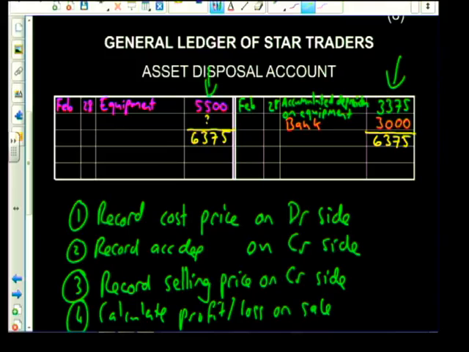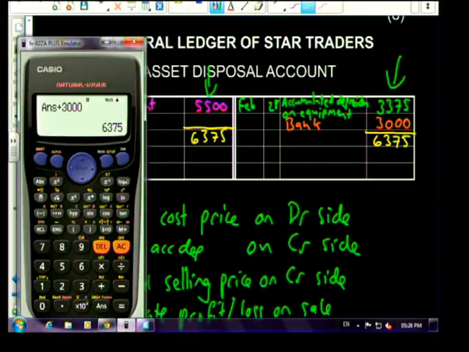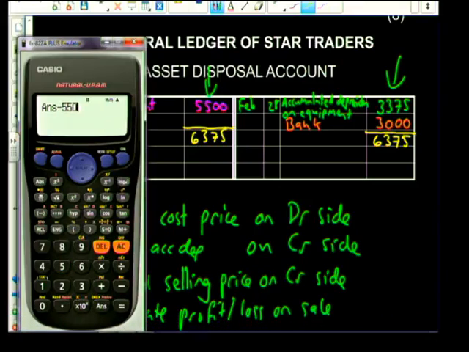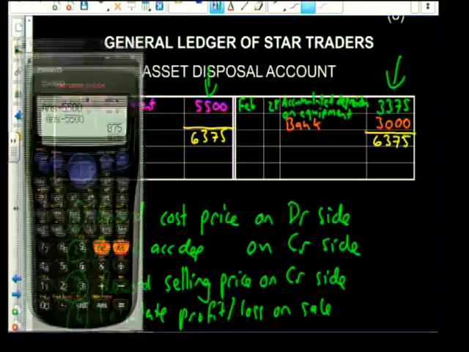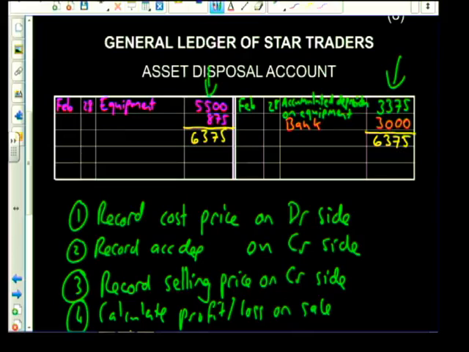The way I work out the balancing figure, I will just do it on the calculator. So it will be 6,375, which is still in my calculator, minus the 5,500. That gives me the balancing figure of 875 Rand, which I'm going to write in over here, 875 Rand. What you now need to remember is that it's either a profit or a loss depending on which side of the asset disposal it is. So if it is on the debit side of asset disposal, it is a profit. And if it is on the credit side of asset disposal, it is a loss.